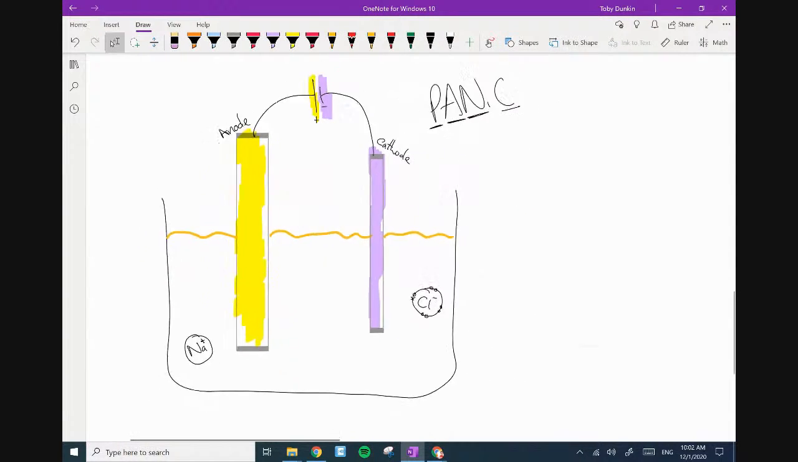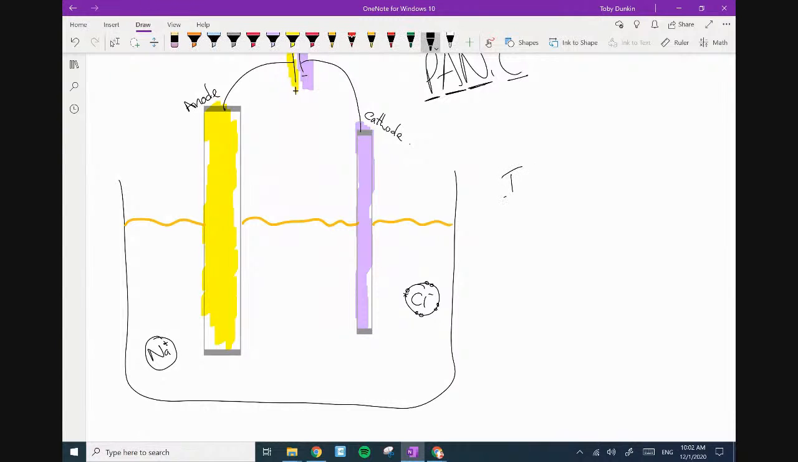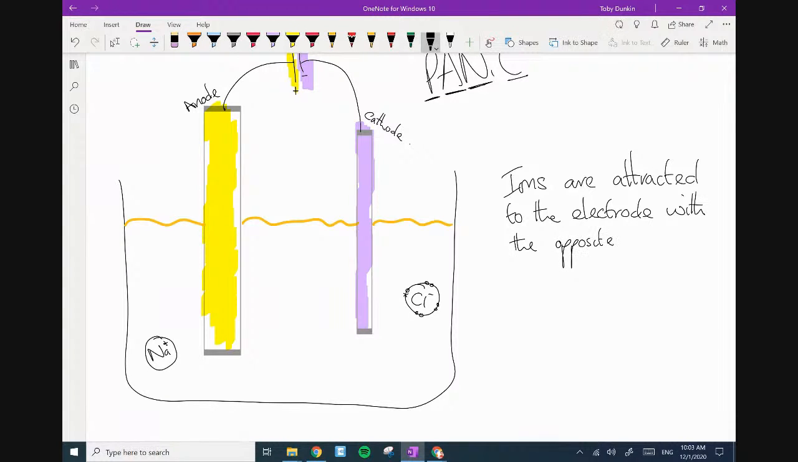So first bullet point: ions are attracted to the electrode with the opposite charge. And this is due to electrostatic attraction. Opposite charges attract.